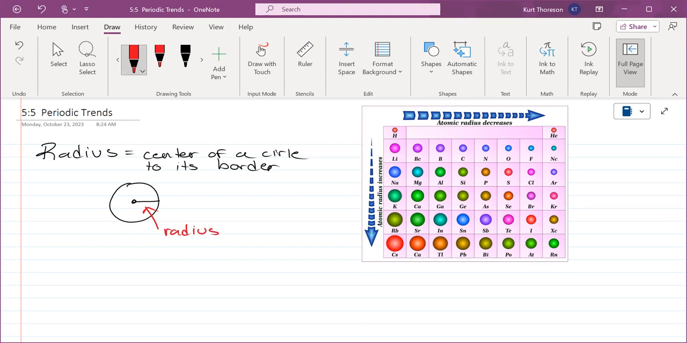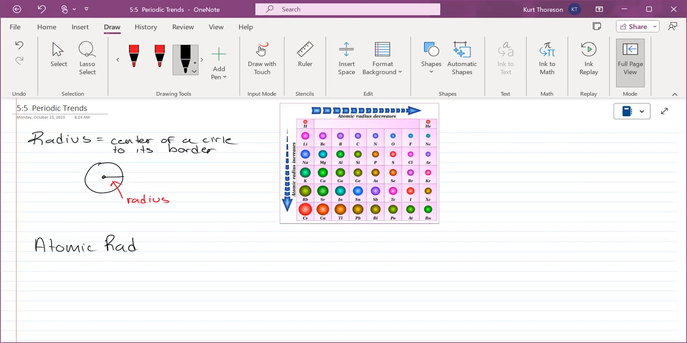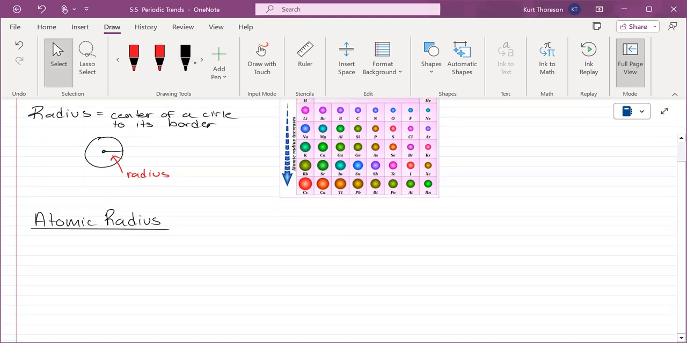Well, what we're going to talk about first, the first of 4 trends that you all are going to be getting is the atomic radius. Again, there are 4 trends in the periodic table. That's why it's called the periodic table. There are periodic trends.